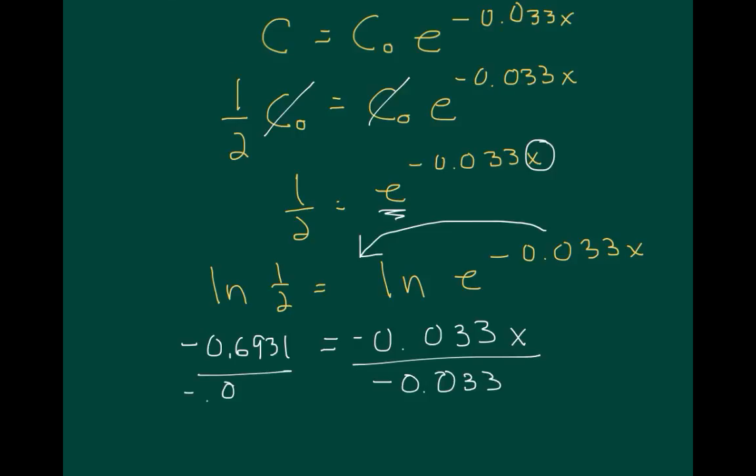and I'll get my final answer. And that is x equals about 21 meters. So you'd have to be about 21 meters away from this road to make the air have half the amount of carbon monoxide it did when you're right next to the road.